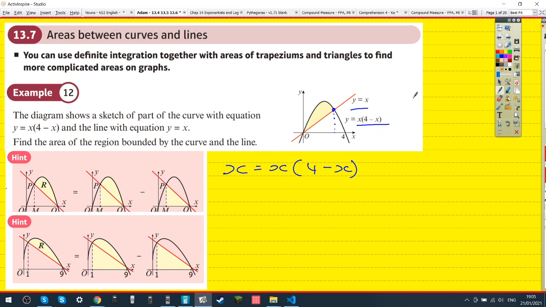So can you divide by x on both sides? I'd just expand the brackets and go from there. So it'd be 4x minus x squared equals x. And then could you minus x on both sides? Yeah. So it'd give you 0 equals 3x minus x squared. And then could you solve that as a quadratic? Yep.